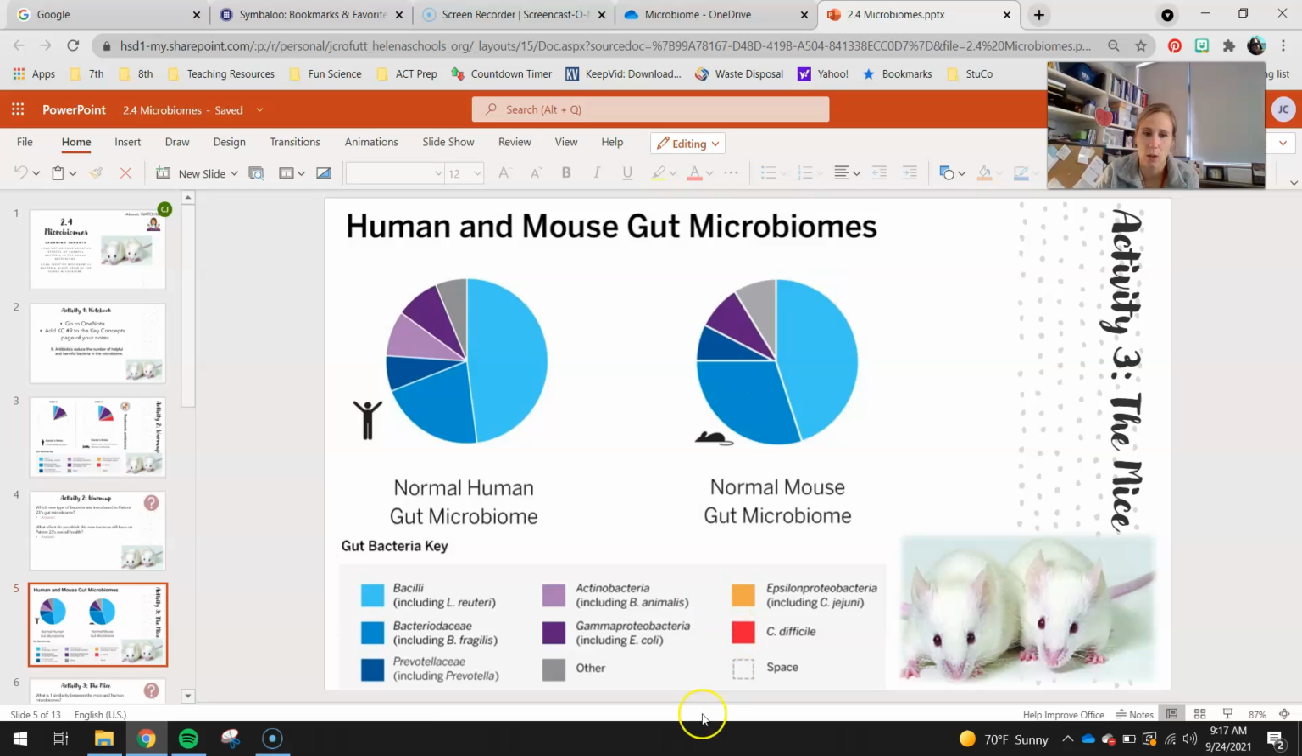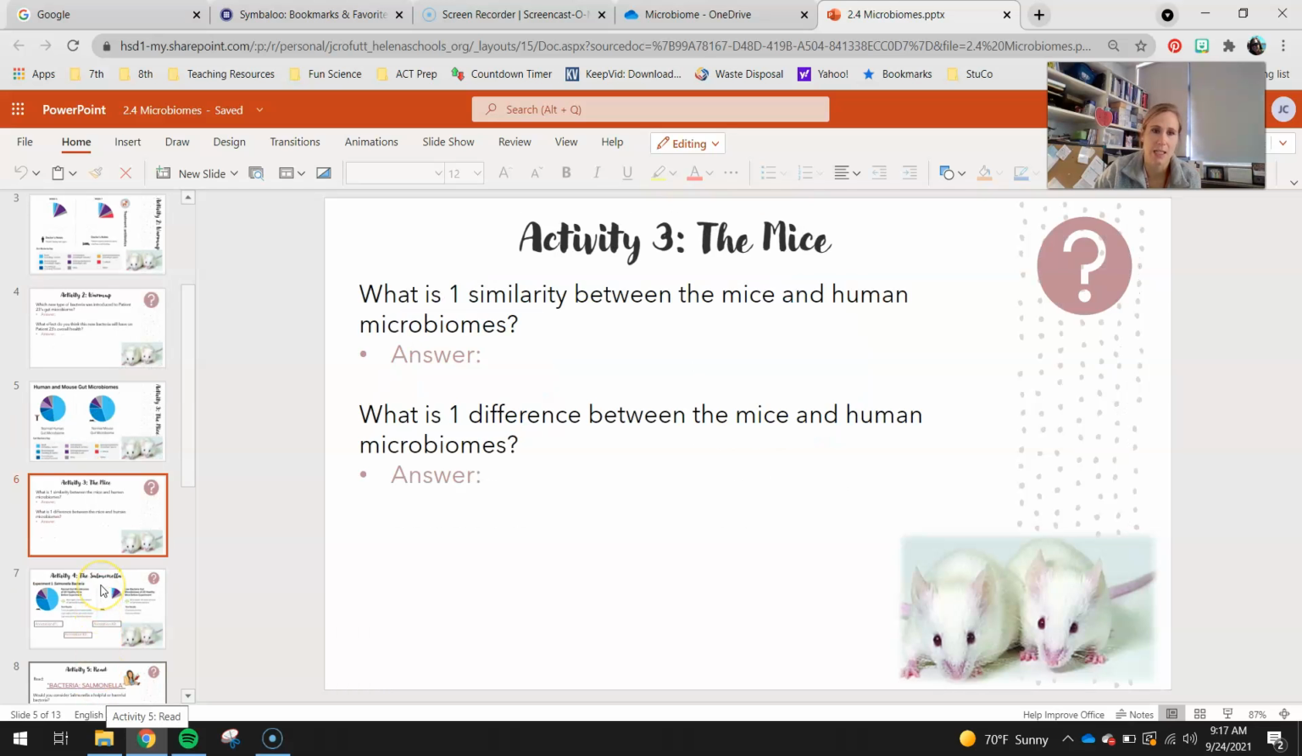So I want you guys to take a close look at them. Here's your key, but I want you to answer the question on this next slide, slide 6. What is one similarity between the mice and the human microbiomes? And what is one difference between the mice and human microbiomes? Remember that you should give good detail. Okay, so if you are comparing apples and oranges, you're not going to say an apple is red and an orange is not.